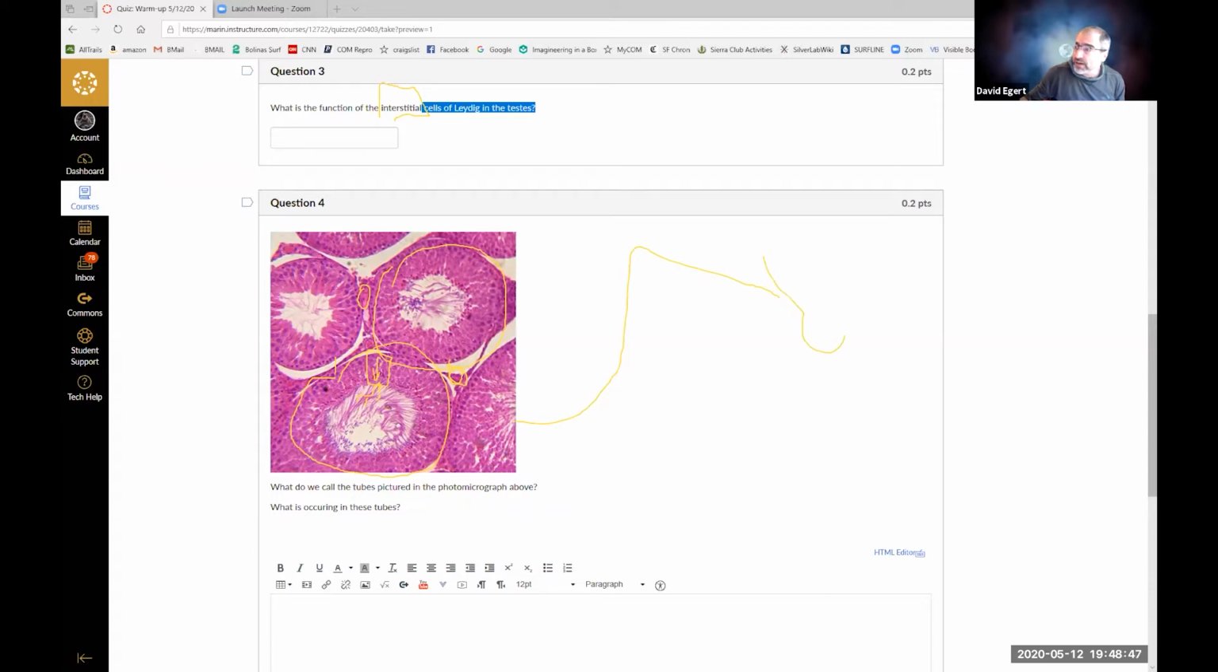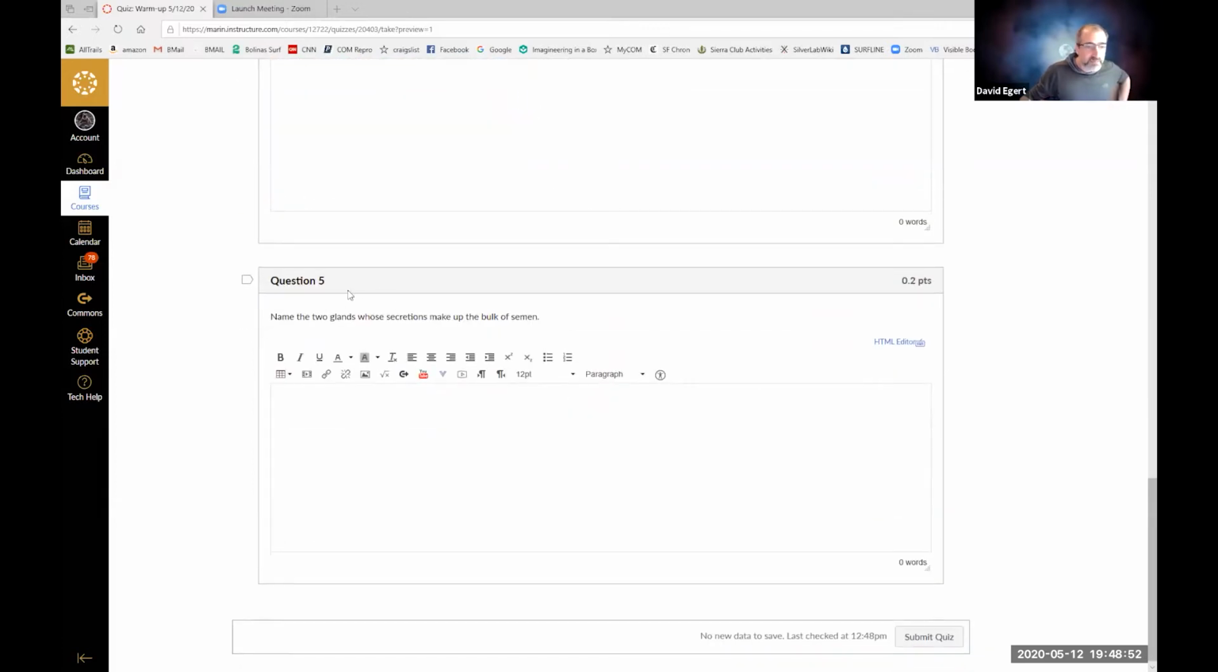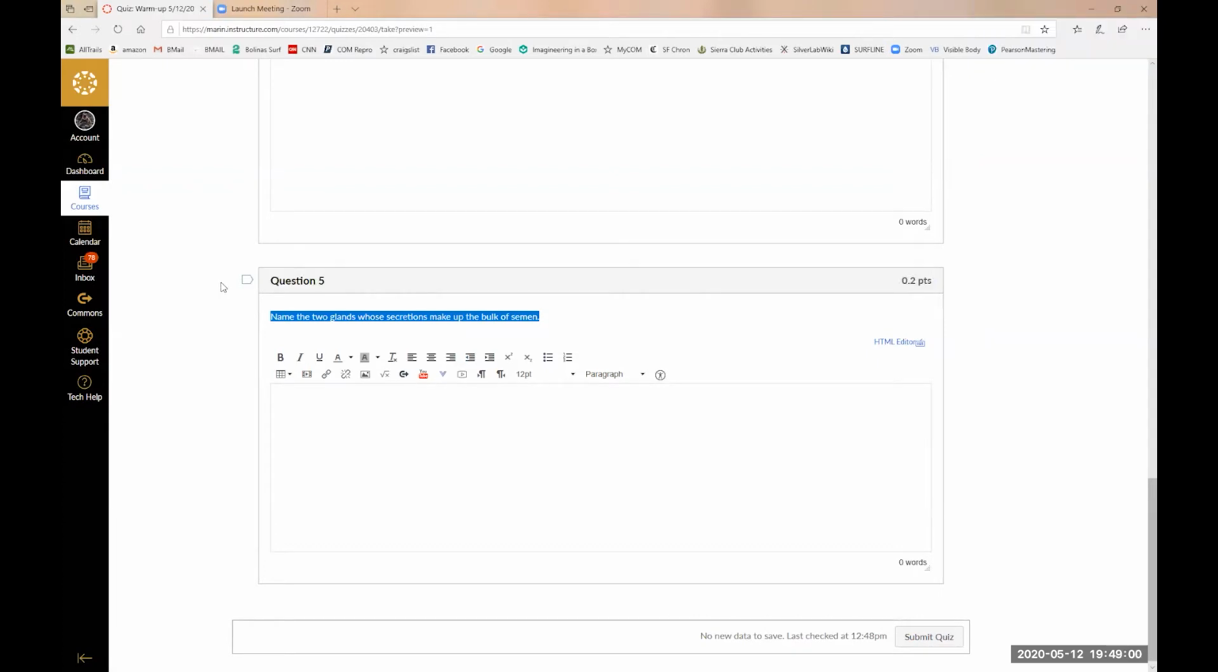Continuing. Name the two glands whose secretions make up the bulk of the semen. Prostate gland and seminal vesicle. Exactly. The prostate gland and the seminal vesicles. Those are making like 90% of that white fluid that the guy ejaculates when he has an orgasm. And the stuff coming from the testes with the sperm, that's just a small amount, maybe 10% of the overall volume.